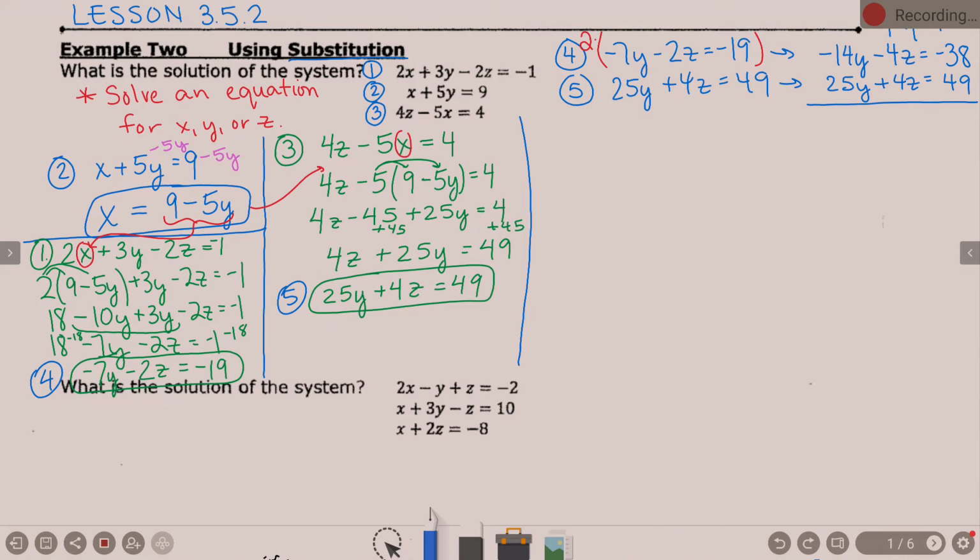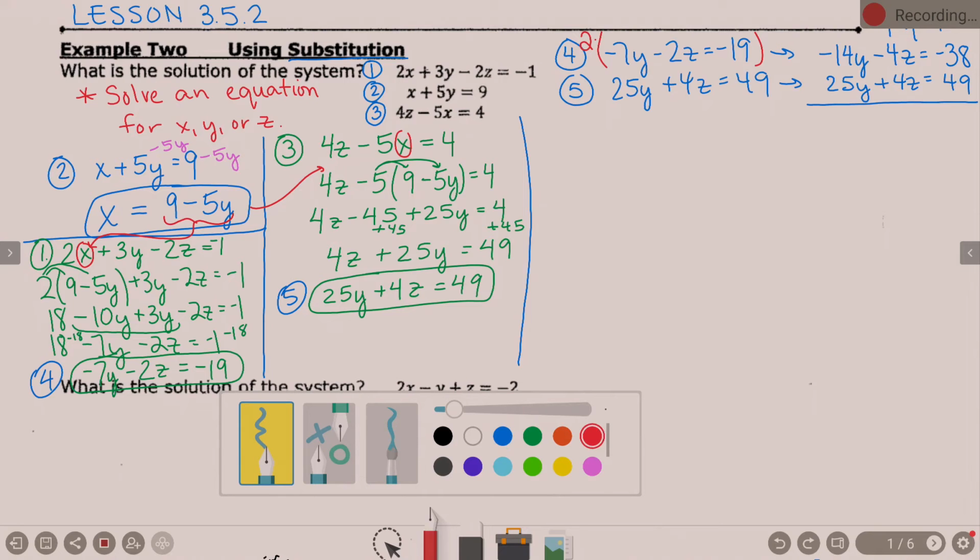What am I eliminating? The z's. My z's have a minus 4z and a plus 4z, so how do I eliminate opposite signs? We're going to add. So you're going to add your two equations together.